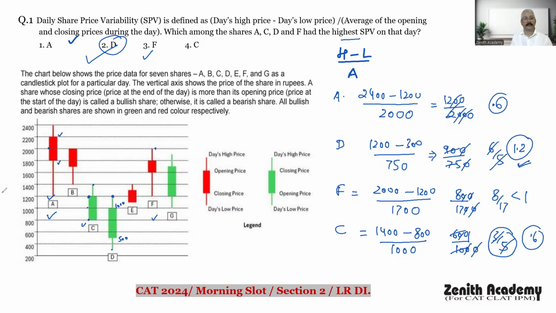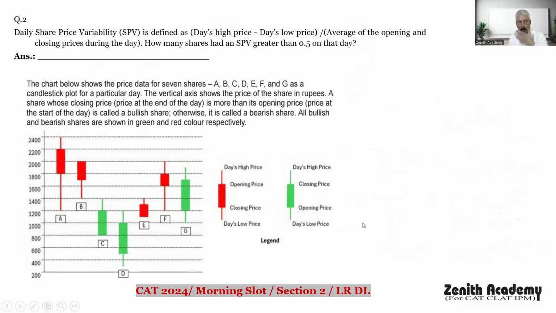Now see the next question, question number 2. Here, daily share price variability SPV is defined. We know this from question number 1. How many shares had an SPV greater than 0.5? For A, in the previous question, we calculated the SPV of A as 0.6.